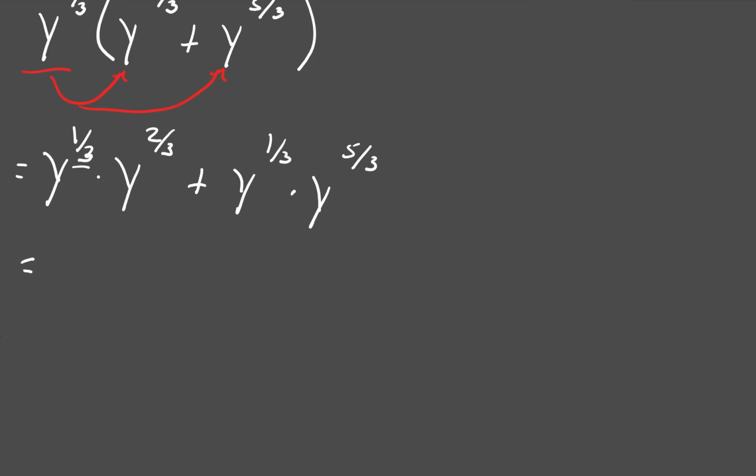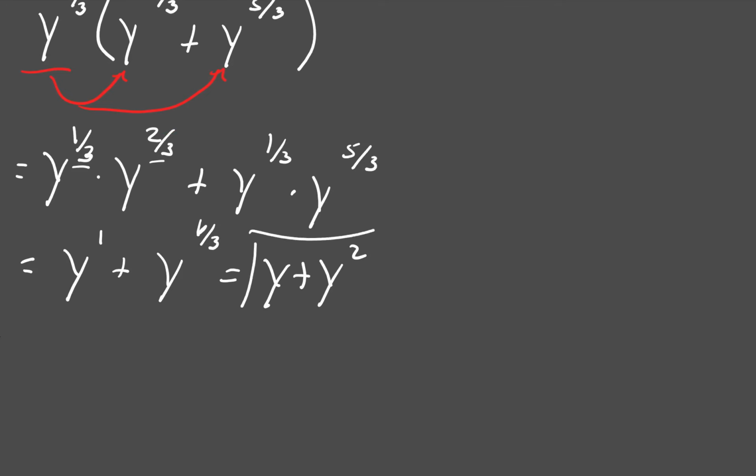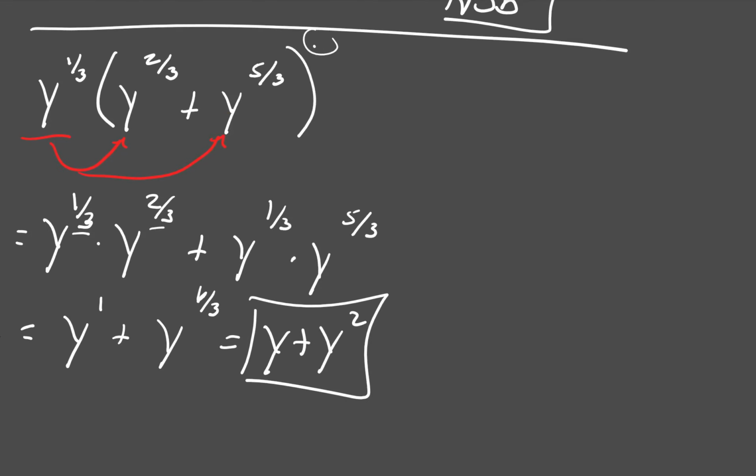I have 1/3 of a y and 2/3 of a y. That means I have a full y here, y to the 1st. I have 1/3 of a y and 5/3 of a y. That means I have 6/3 of a y there, which is 2. So this is y plus y squared. So this simplifies to y plus y squared. Okay, that should get you through all of the problems in 7.2.